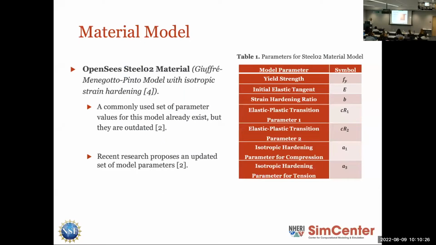The material model that is being used is the OpenSees Steel02 model. The parameters that we calibrated are in this table here. There are 3 more parameters, but we left those at their default values. We only focused on these 7.